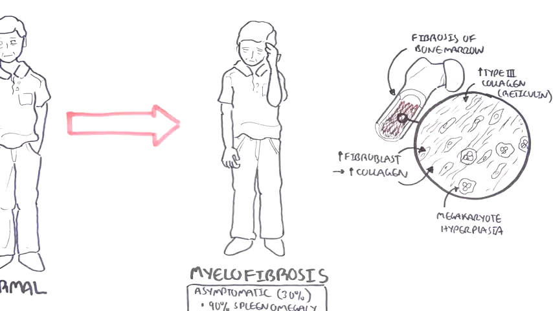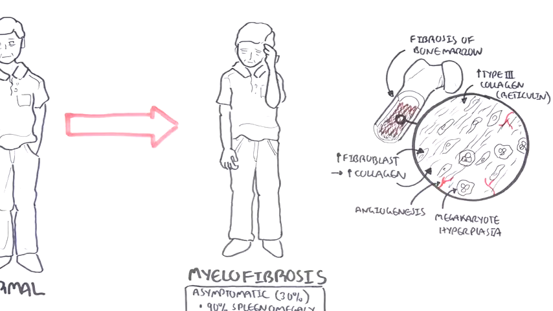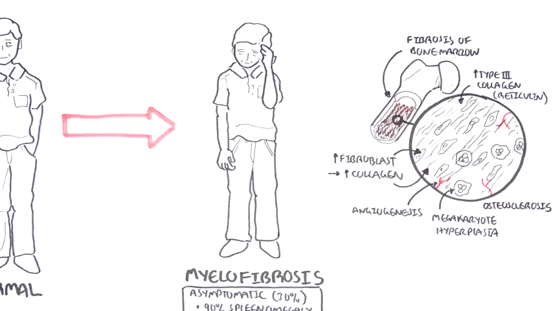There's also proliferation of blood vessels, angiogenesis, and also osteosclerosis, which is because of the increase in activity of osteoblasts, the bone building cells in the area. What is not shown here is also the proliferation of neutrophils that also contribute to the fibrotic transformation of the bone marrow.